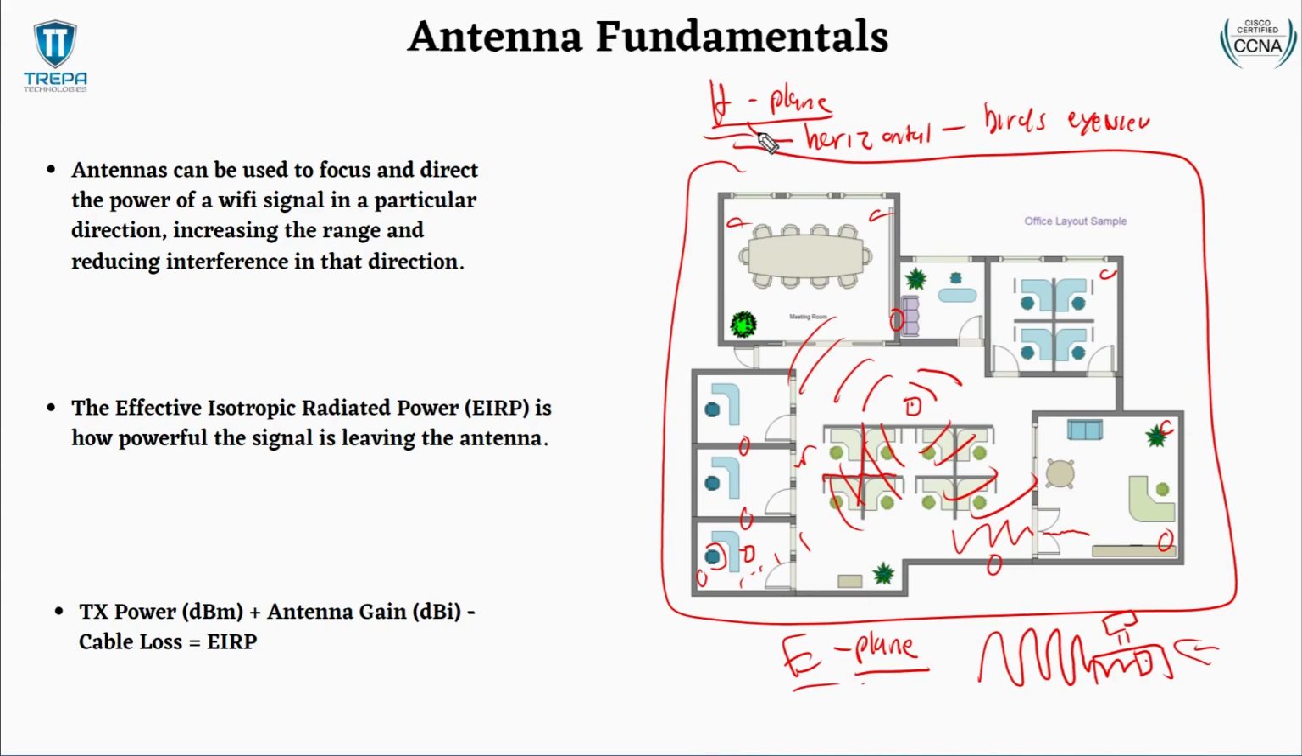The reason we talk about this is that a lot of it has to do with antennas. We always talk about the access points, but when we're talking about Wi-Fi signal strength and where it radiates to, we're really talking about antenna placement.